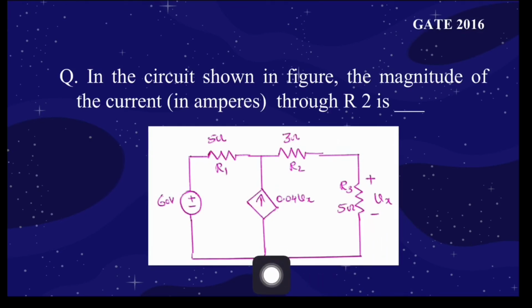You can see two meshes here. This is the first mesh and the second mesh, and an independent current source is present between these two meshes. In fact, we can either perform mesh analysis or nodal analysis in the network for determining the desired quantity. If we go for mesh analysis, then it will be the super mesh concept due to the presence of the current source between these two meshes. Apart from that, we have to write KCL at this node for determining some unknown quantities.